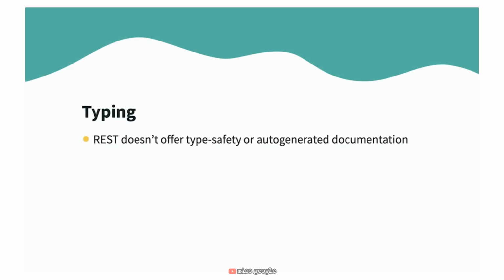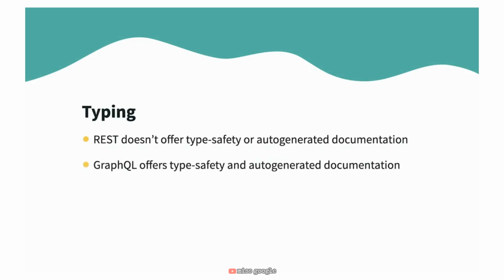GraphQL uses a strong type system to define APIs. Types are defined in a schema using the Schema Definition Language, SDL, which serves as the contract between the client and the server to define how a client can access data. REST, however, doesn't offer type safety or auto-generated documentation.